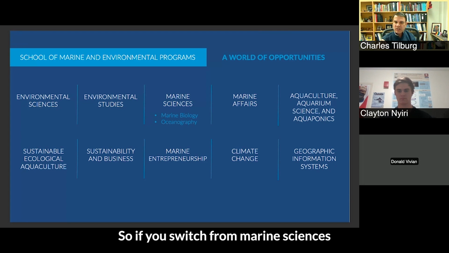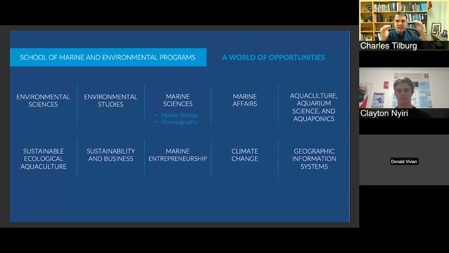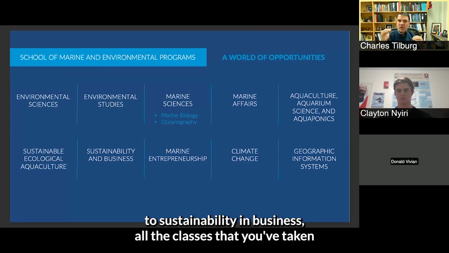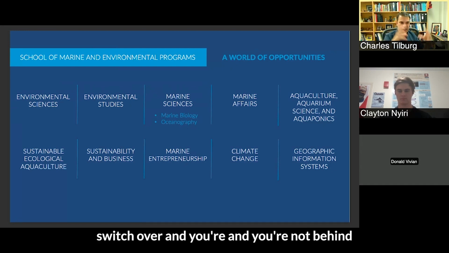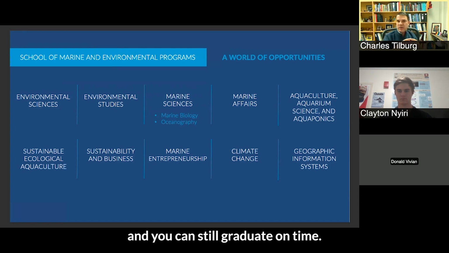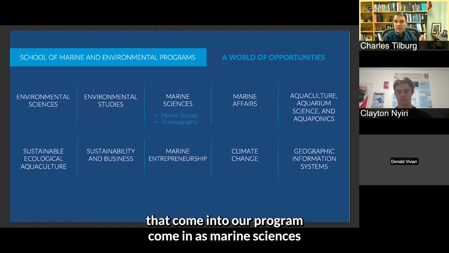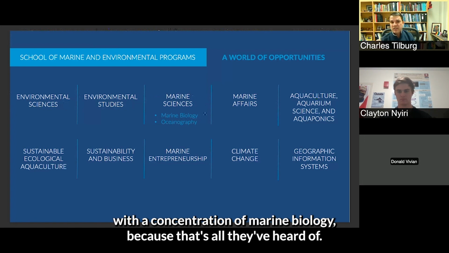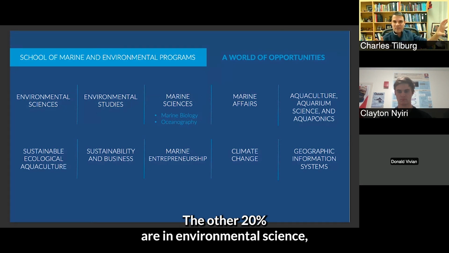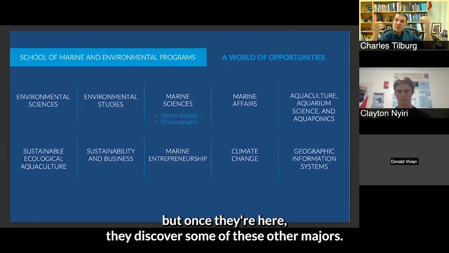So if you switch from marine sciences to sustainability and business, all the classes that you've taken switch over and you're not behind, and you can still graduate on time. And we did that on purpose because, to be honest, about 80% of all the students that come into our program come in as marine sciences with a concentration in marine biology, because that's all they've heard of. The other 20% are in environmental science. But once they're here, they discover some of these other majors.